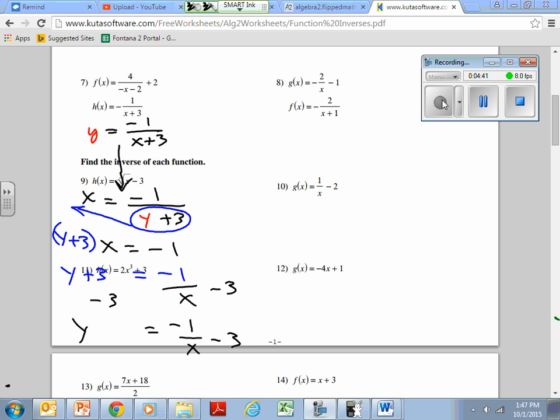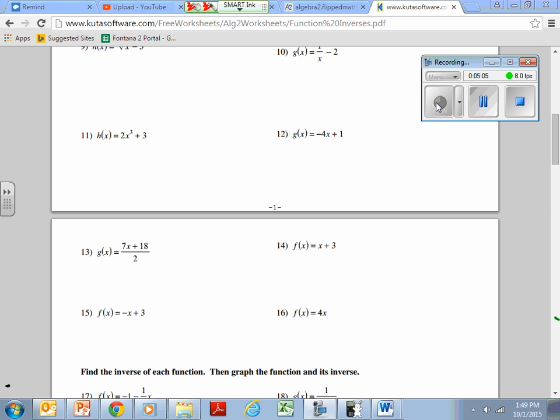Let me pause there and look at that for a moment to see what that looks like. So no, number 7, they are not inverses. Why? Because when you go through the process of solving for the inverse of one, it should turn into the other. In other words, h of x should turn into f of x. All right, we'll do 11.